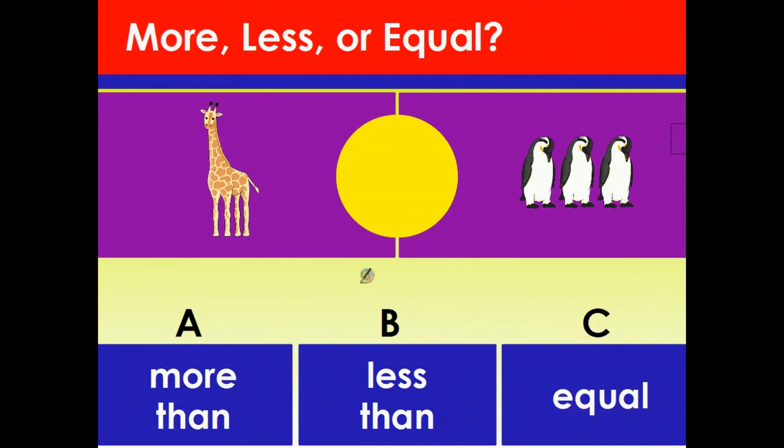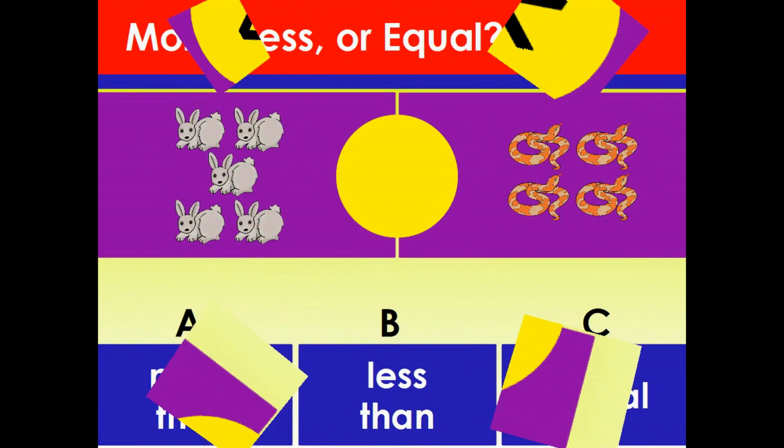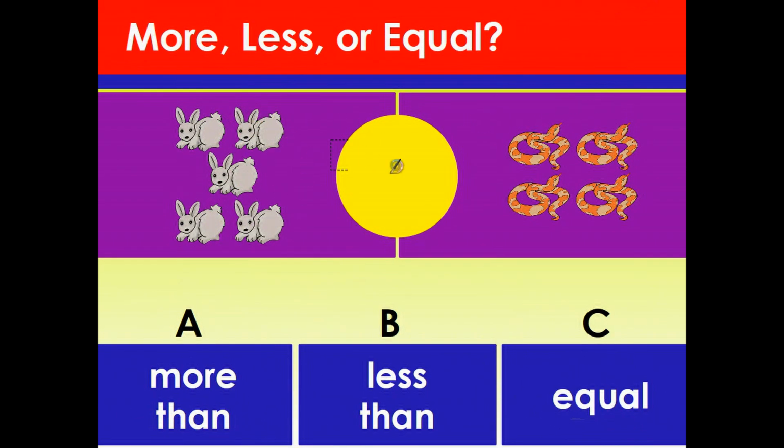And this one, what sign? One giraffe, three penguins. Less than or greater than? If you say less, that is correct. And lastly, you have 5 rabbits here and 4 snakes here. What sign? If you say greater, that is correct.